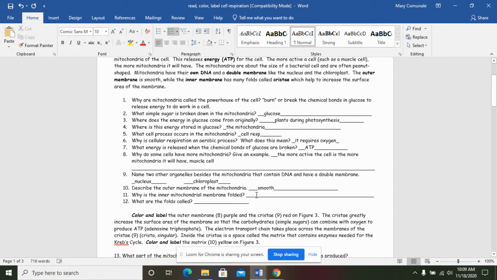Why is the inner mitochondrial membrane folded? It's folded so that it increases surface area. And the folds are called cristae. Some people call it cristae.